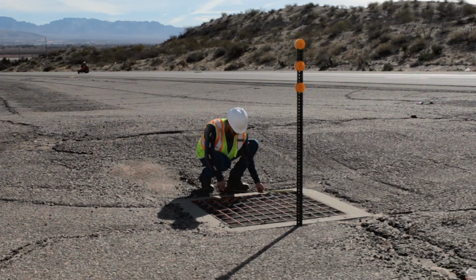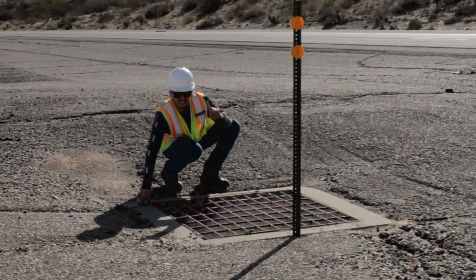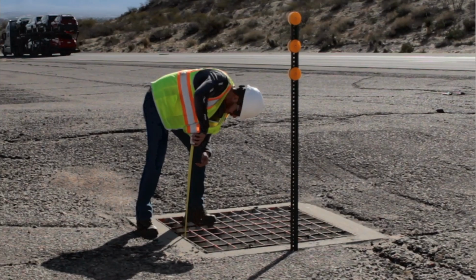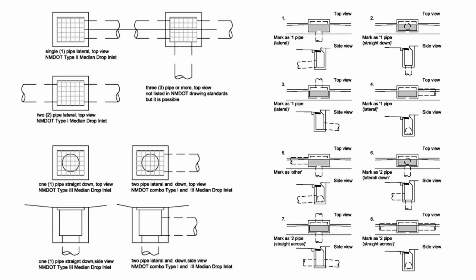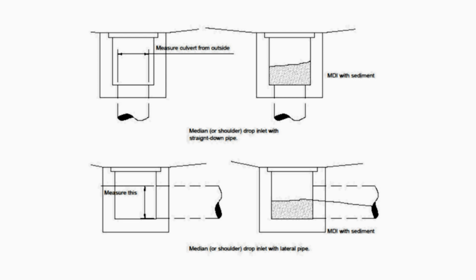For all drop inlets, do not measure the exterior dimension. Instead, measure the dimension of the culvert inside, if possible. Now, I suggest you pause the video so you can review these diagrams and better understand how the drop inlets are configured.